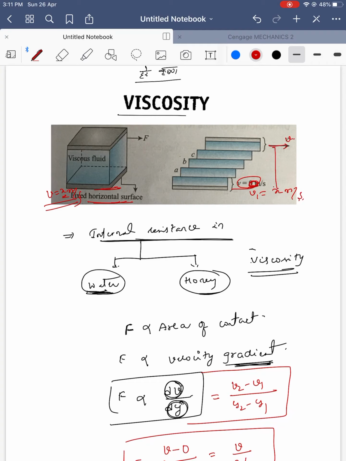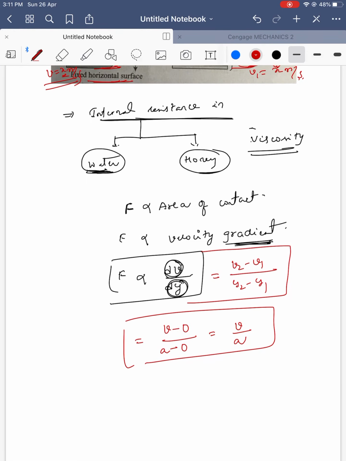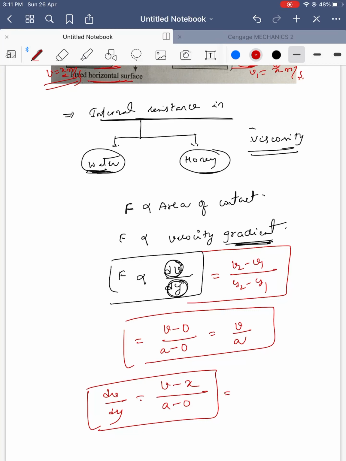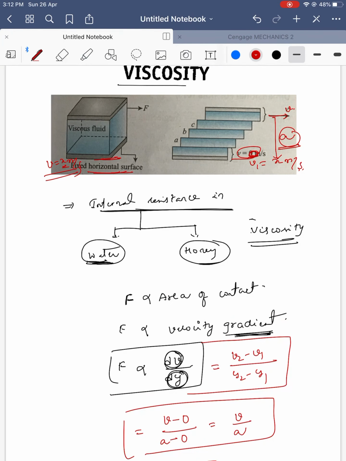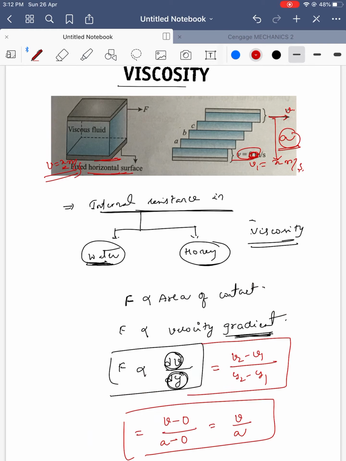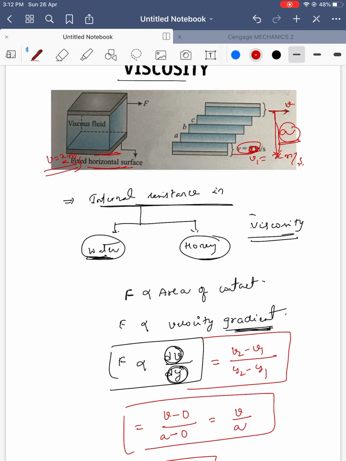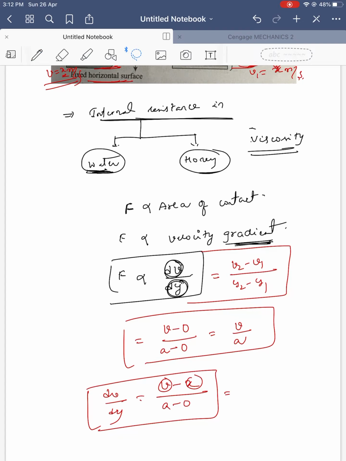The distance between them, remember, is the vertical distance we are considering, dy. Now in this case dv by dy becomes v minus v2, where v1 is equal to x, by a minus 0. This is how we write the equation. I am explaining again and again so that you are not confused between v and x, v1 and v2, these two positions, and y2 minus y1 is the final vertical displacement. Okay, I am erasing this part.